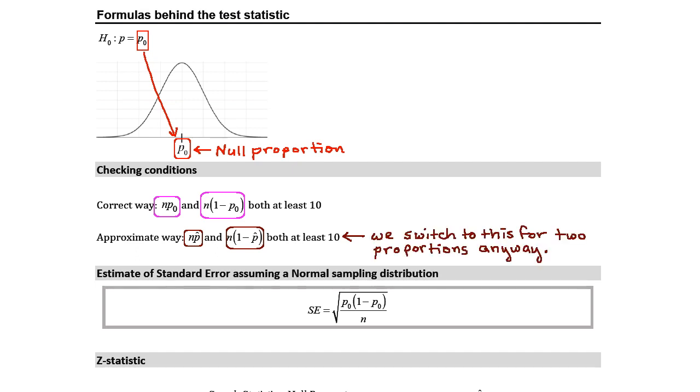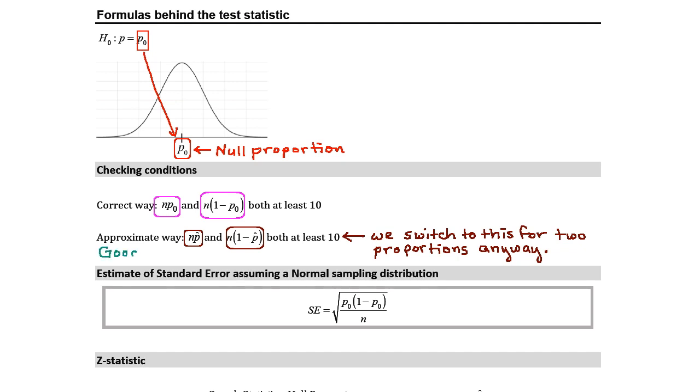It gets quite a bit more complicated with two proportions saying exactly what those counts would be if we're relying on the null hypothesis, because the null value is 0. So we switch to just looking at the counts for two proportions anyway, and that's why I think that this approximate way is good enough. There's no harm in calculating the other ones, right?